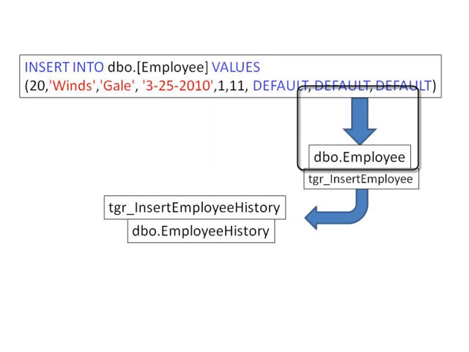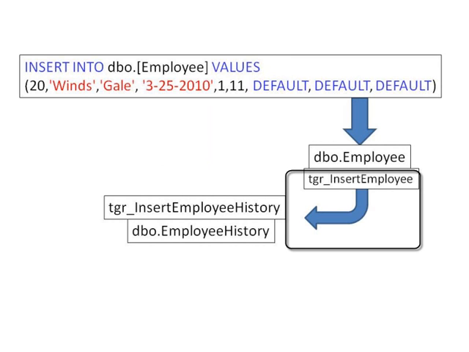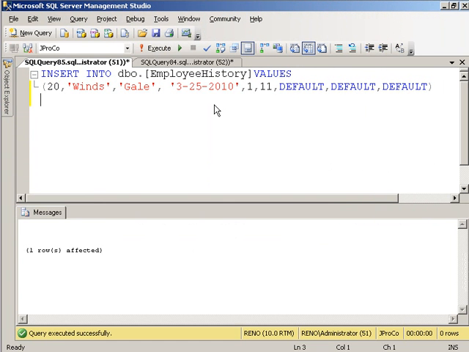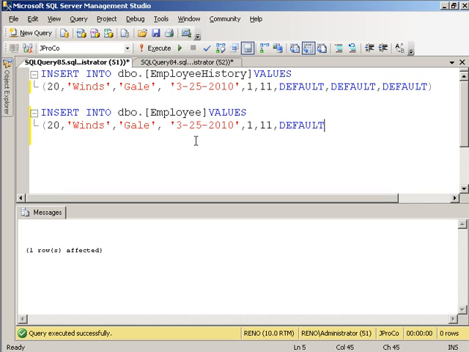We do want to allow you to insert directly into the employee table and then have a trigger on that employee table make the insert into the employee history table. Okay, let's give that a try. Let's insert into the employee table the same values we tried to insert into the employee history table. Here we go. Let's run this.